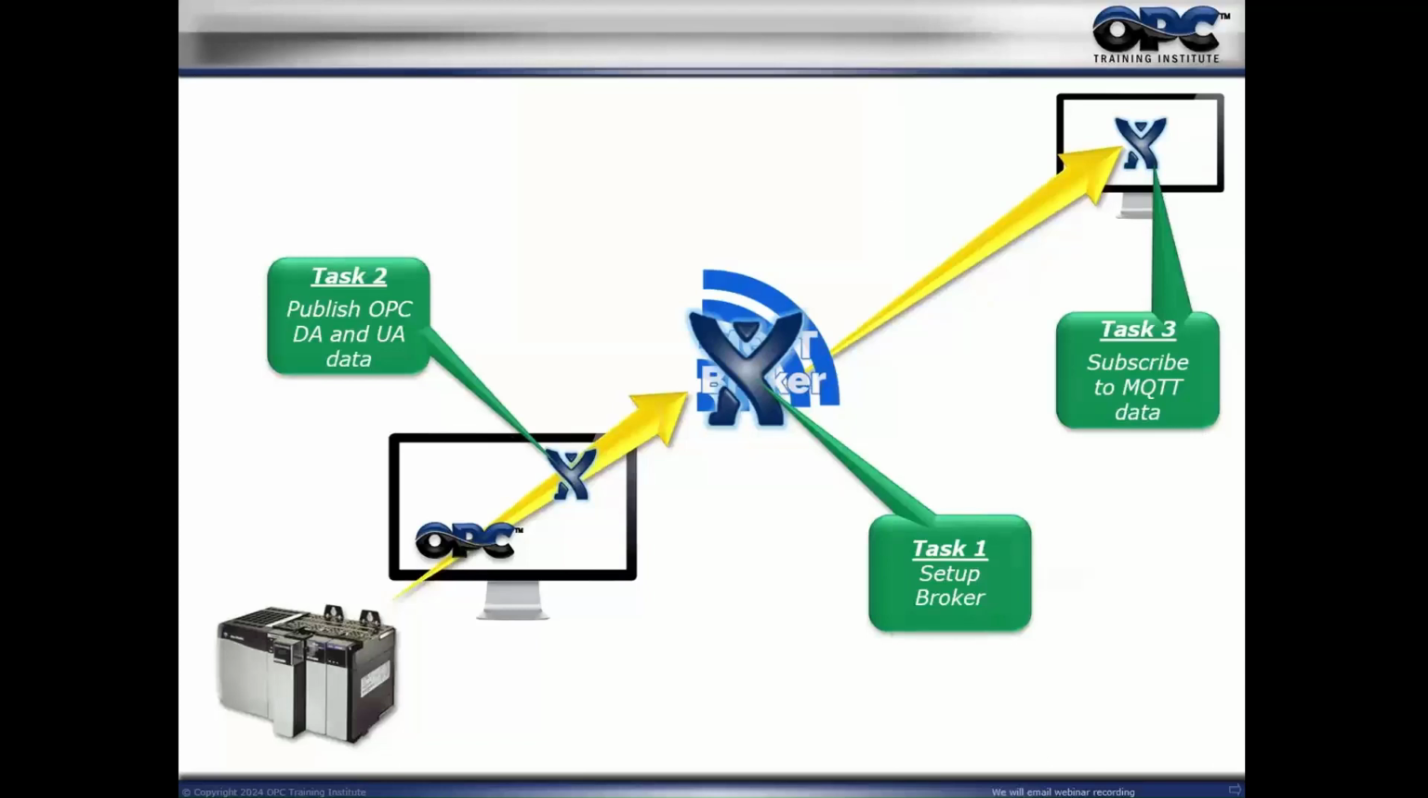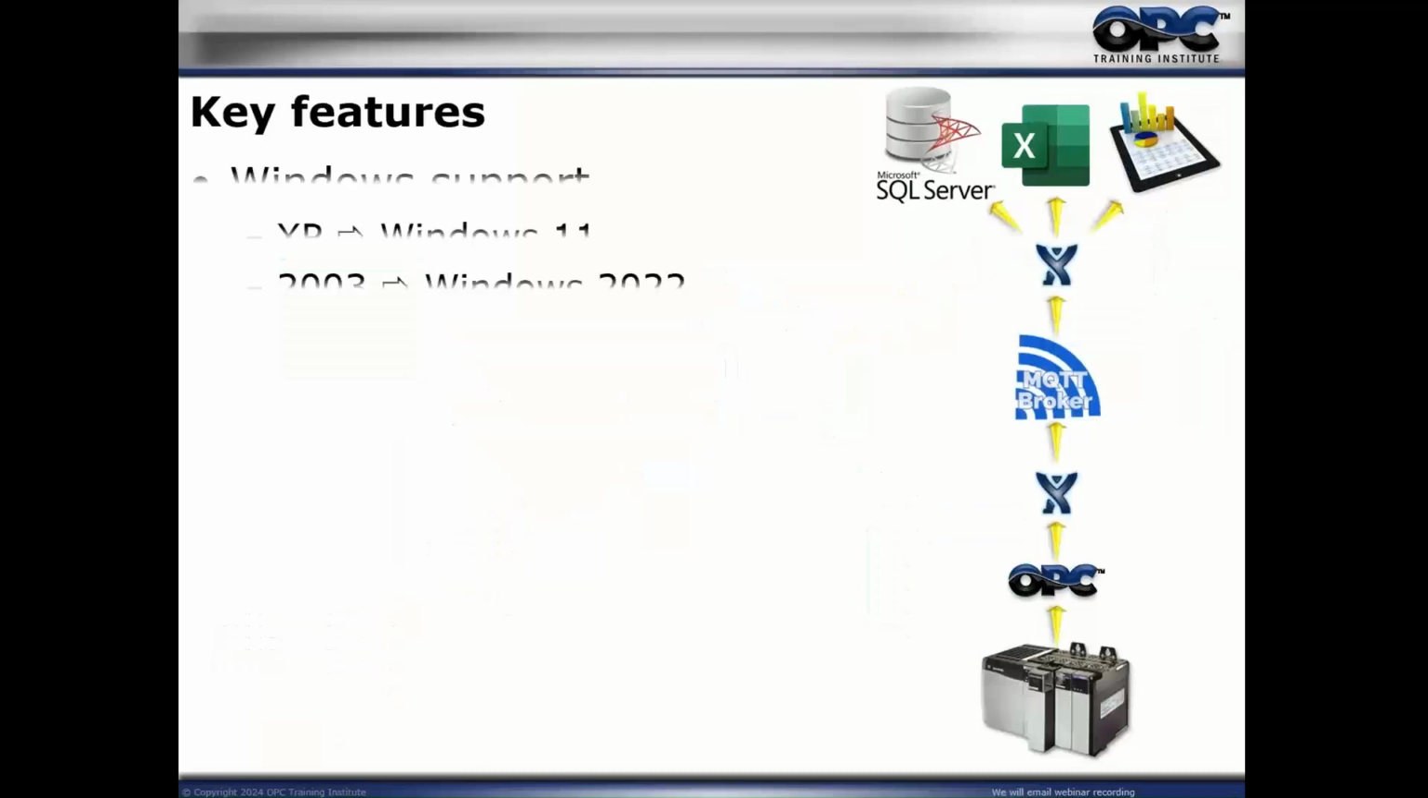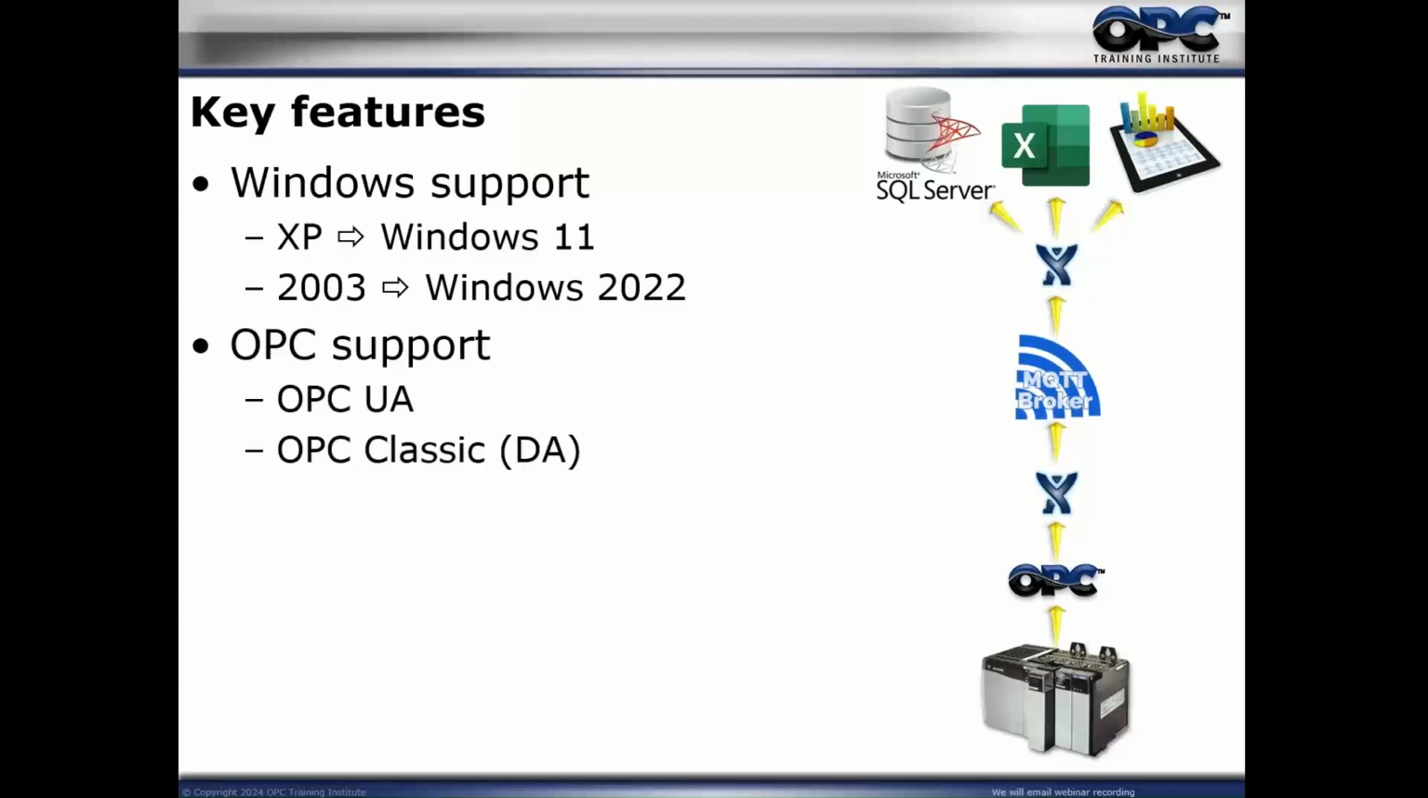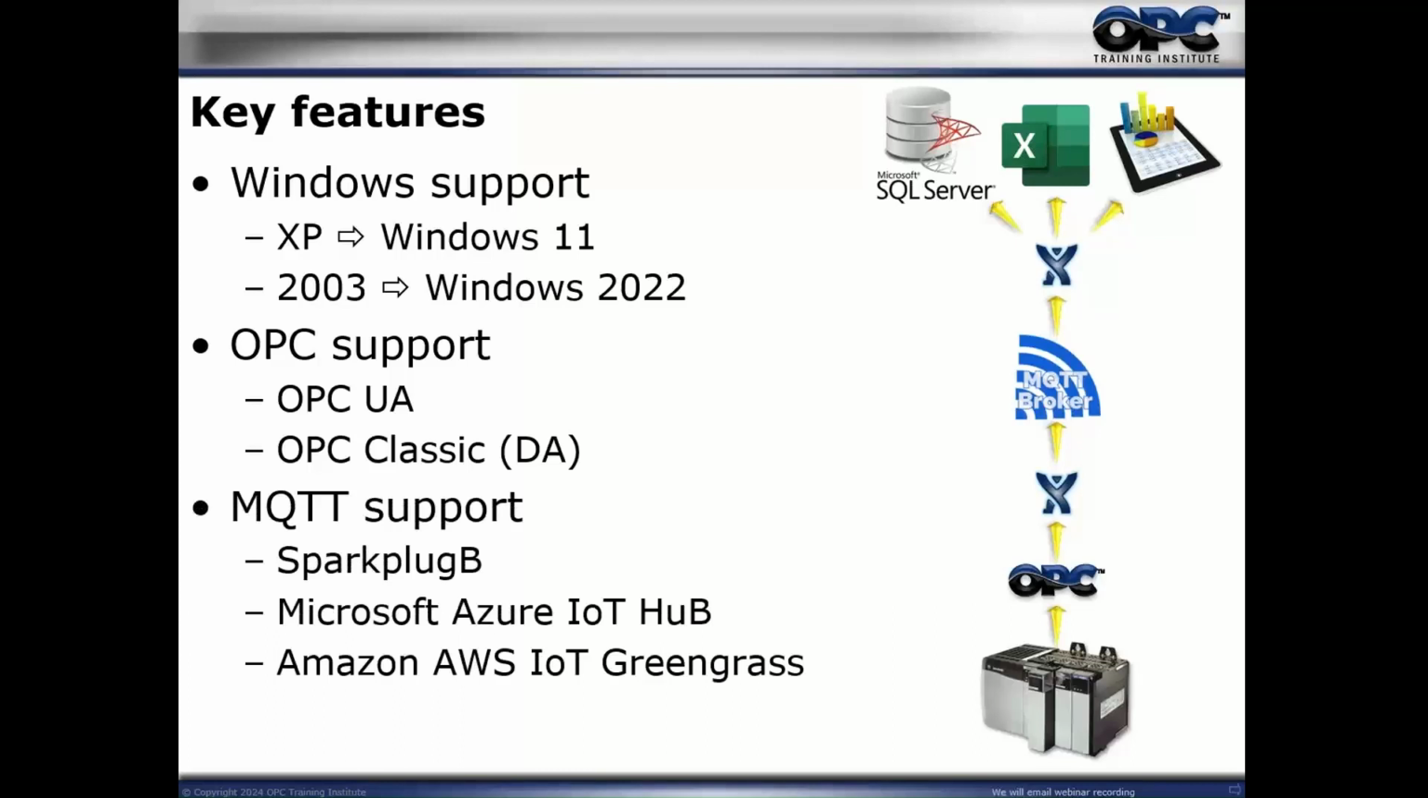Now, what are we talking about here? So the key features that we're looking for as far as Windows support is on Windows Workstation, we're talking about supporting all the way from Windows XP all the way to Windows 11. That's one single application that supports XP all the way to Windows 11, and on Windows Server all the way from Windows 2003 all the way to Windows 2022. As far as OPC support, you get OPC UA and you also get OPC Classic, DA as it's typically called.